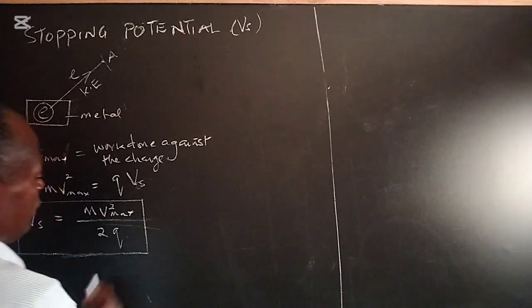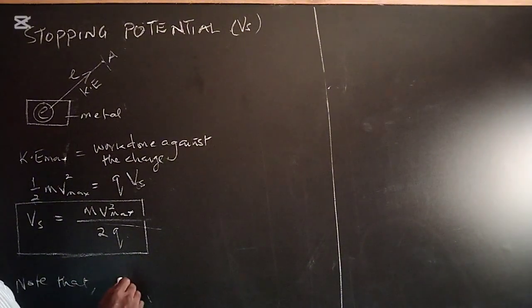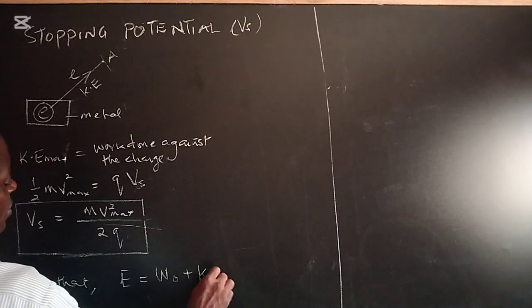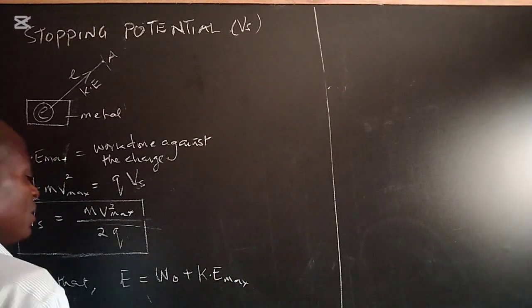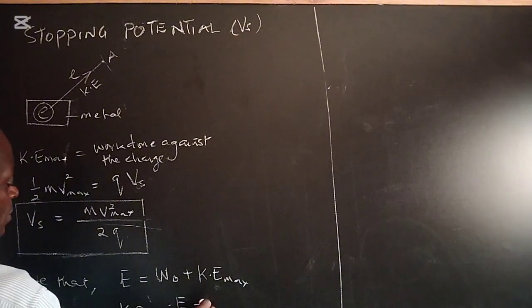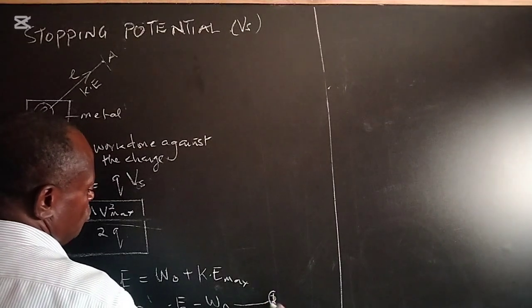Then we know that our E, which is the energy of the radiation, is equal to work function plus maximum kinetic energy. If we make kinetic energy the subject, we have our maximum kinetic energy is equal to energy minus work function. Please, we are interested in this equation. I will call it equation 1.